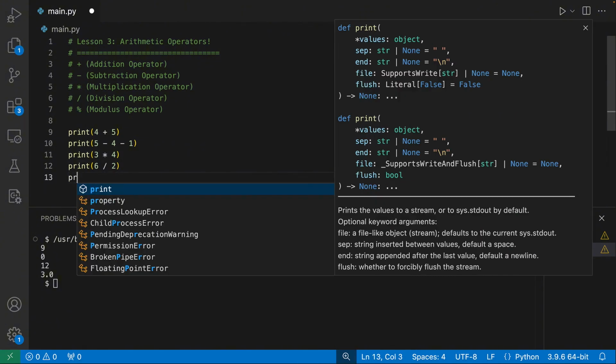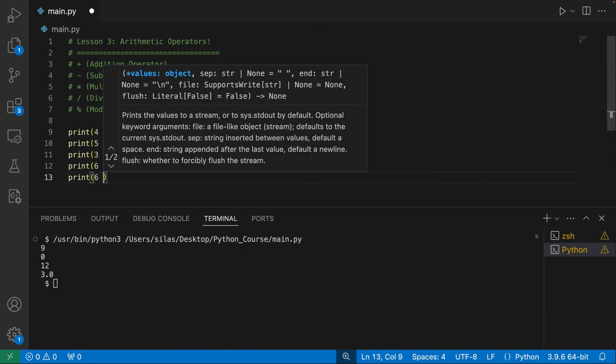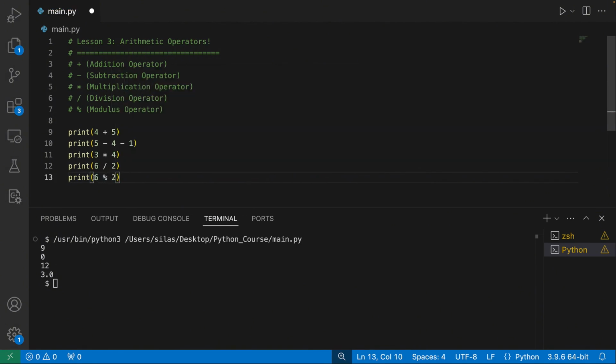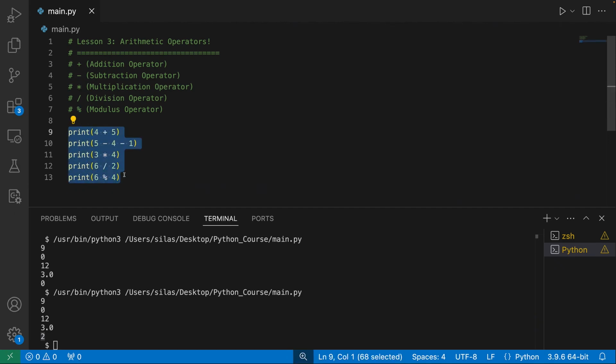So for example, if I did 6 mod 2, 6 divided by 2 is 3, and there's no remainder from this division operation. So it should be 0. If we save this, we get 0 right here. Now if I did 6 mod 4, 4 goes into 6 once, and then we will have a remainder of 2. If we run and save this, we have a remainder of 2. So this modulus operator is practically an operator for getting the remainder from a division operation.